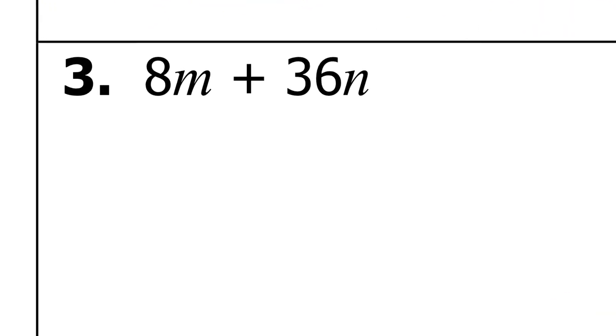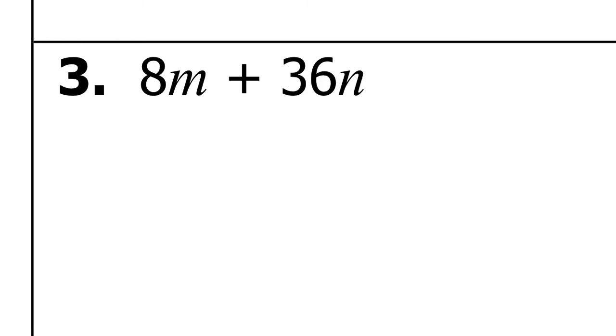If we look here at number 3, and I'm going to skip around like I would if I was there, I want to look at this one because this is where we start to introduce letters. So we start with our numbers first. So 8 and 36. And I'm going to break each one of these numbers down into its most prime form. So start with the number 8. I can break the number 8 into 2 times 4.